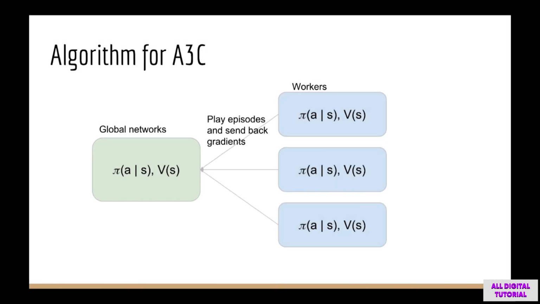Finally, the worker sends its gradients to the global networks so that the global network can update its parameters. And every so often, the global network gives its new updated parameters back to its worker machines. So worker networks are always working with a relatively recent copy of the global network.